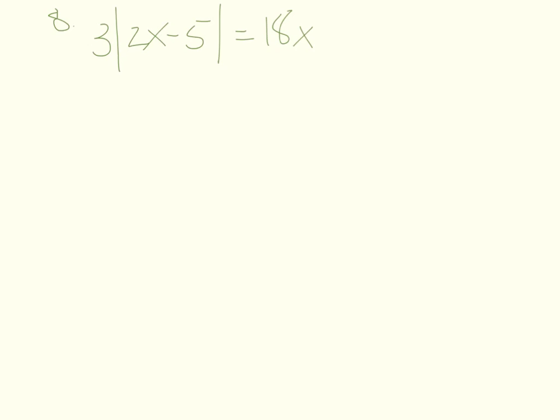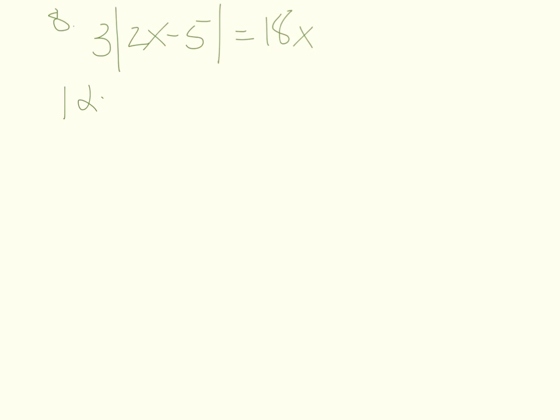Does that make sense to everybody? It's kind of like parentheses, basically. If this was a parentheses instead of absolute value, you'd want to distribute, but we don't want to distribute inside. We need to get rid of this guy. We need to get it over here. This is 3 times the absolute value of all this. So the opposite of multiplication, division. So we're going to divide 18 by 3 here, which is 6. So 6x.